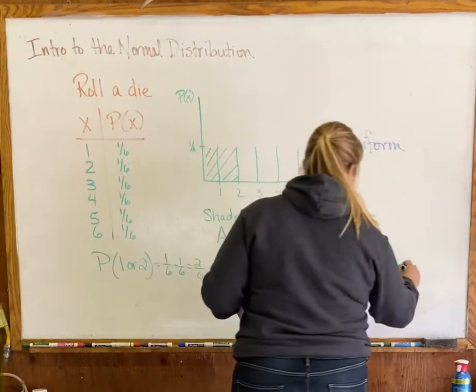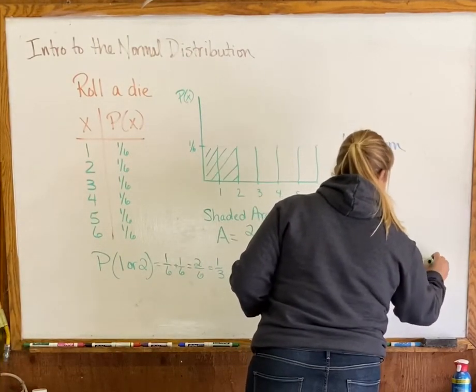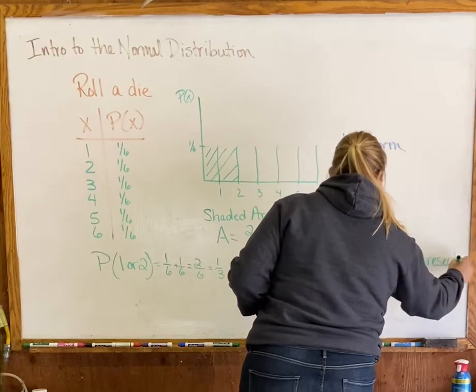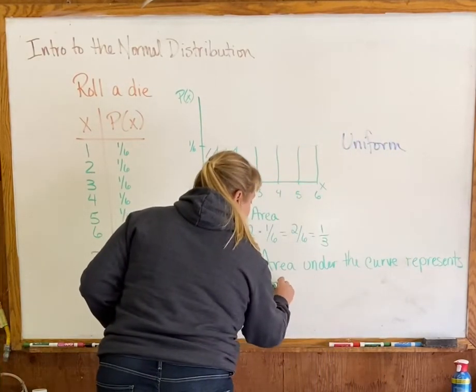So area under the curve represents probability.